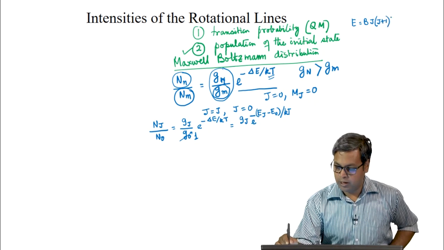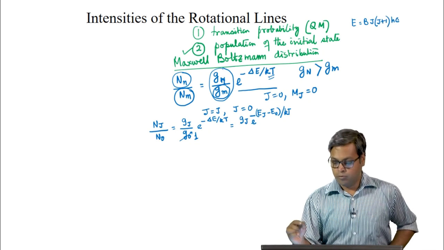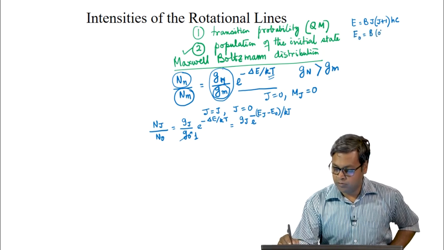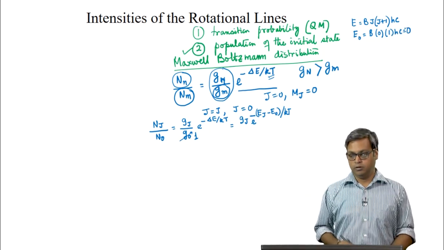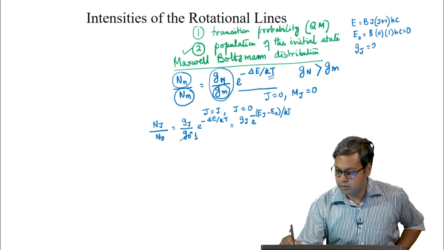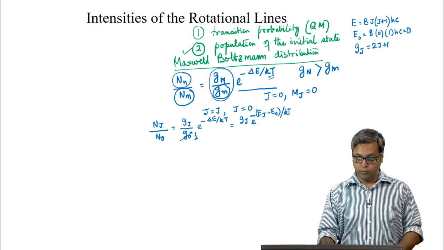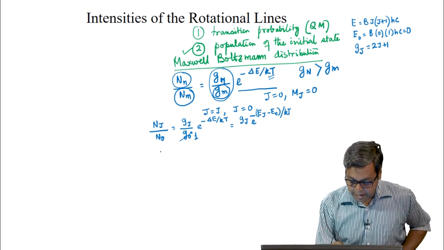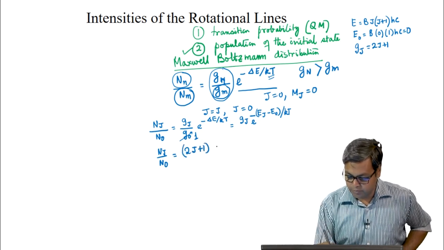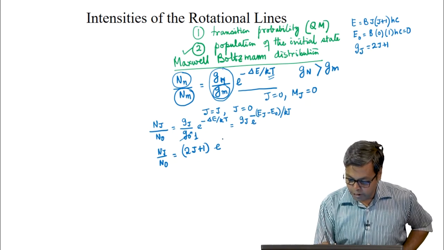times J(J+1)hc. So, for J equals 0, E_0 equals B times 0 times 1 times hc, that is 0. So, E_0 equals 0 and we also know g_J equals 2J+1. So, we can write this as N_J/N_0 equals (2J+1) times e to the power minus E_J/kT.